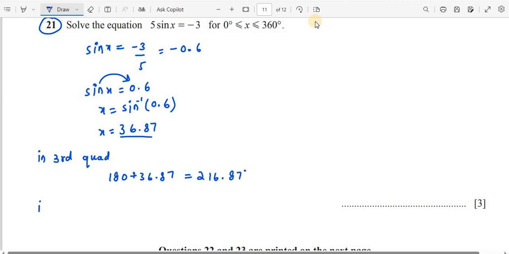And now in the fourth quadrant, that is start from 360. So subtract this angle, minus 36.87. After subtraction, we get 313.13. These are the required angles.